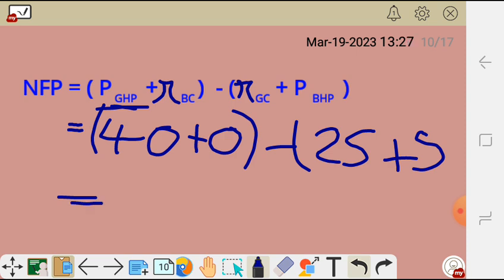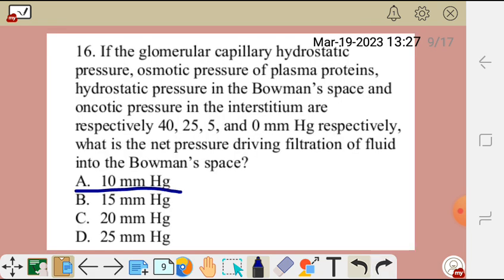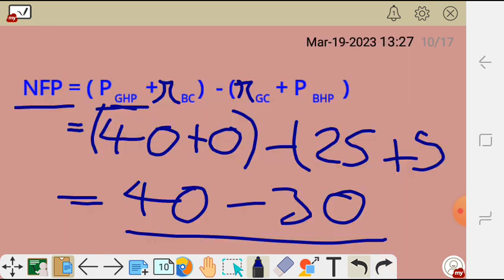So 40 plus 0, it will be 40, then minus 25 plus 5, which is 30. So 40 minus 30, it is 10 millimeters of mercury. So that will be our net filtration pressure. So the answer here is 10 for question 16.